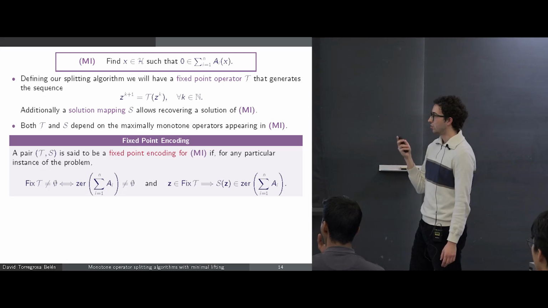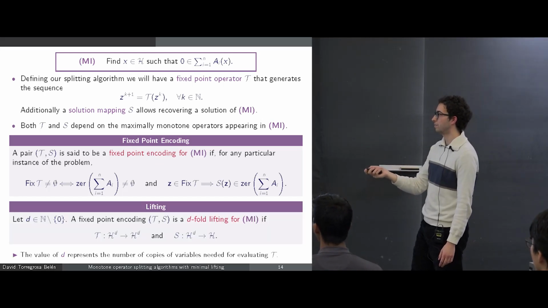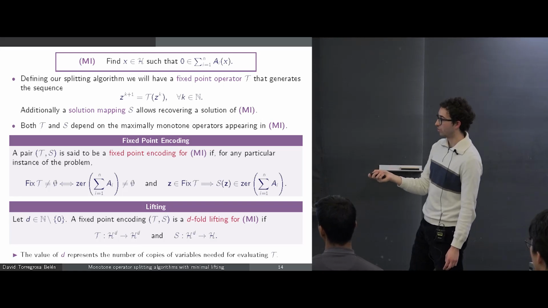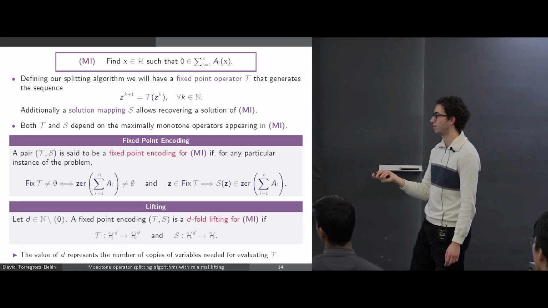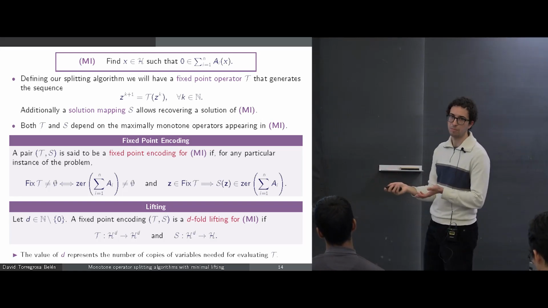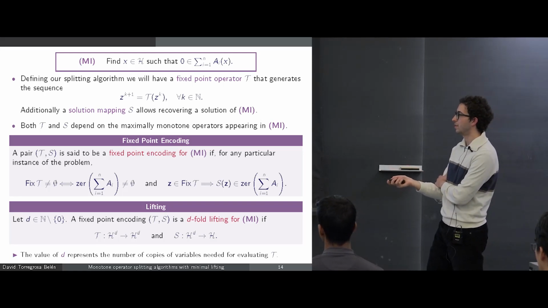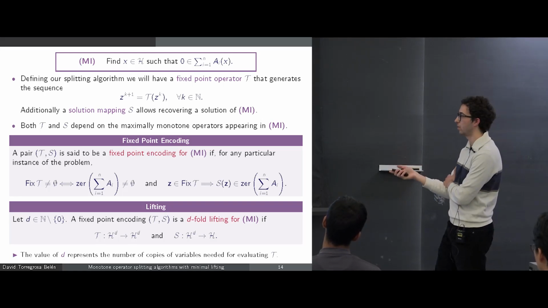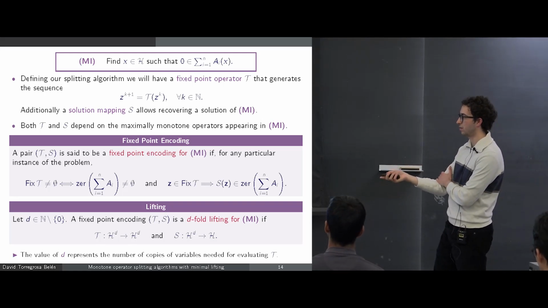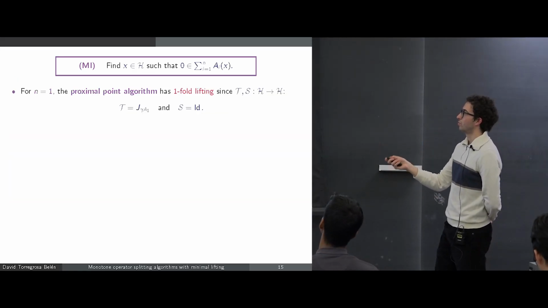Okay? So here is the rigorous definition of lifting, which says that a fixed point encoding has default lifting if both the fixed point operator and the solution mapping are defined in the default product space, the Cartesian product. Okay, so in general, D will represent the number of copies of variables needed for evaluating both T and S.